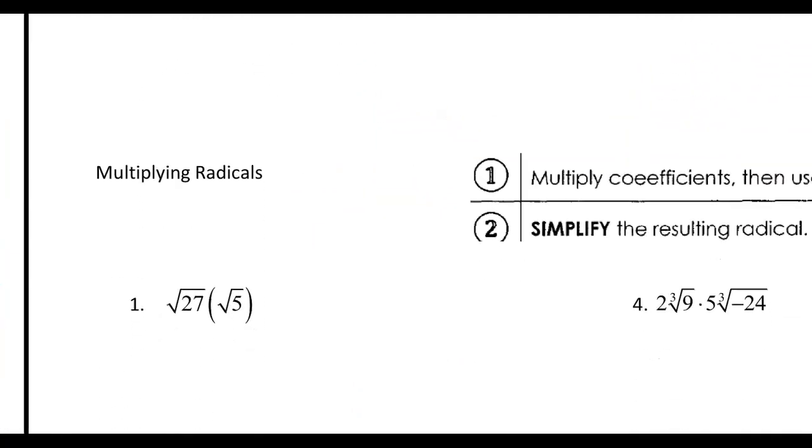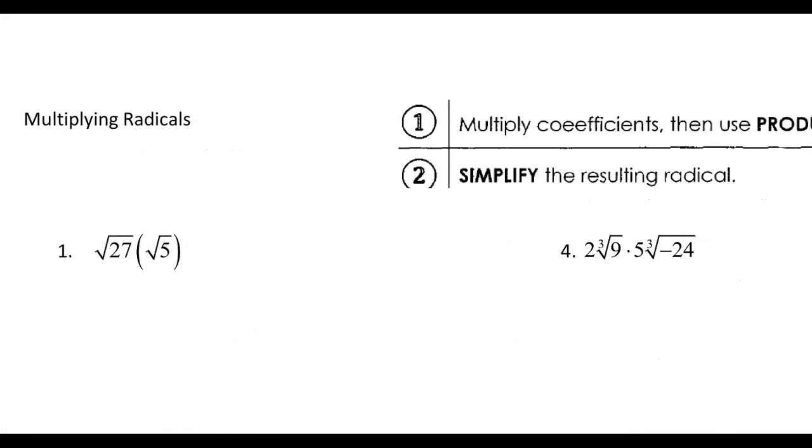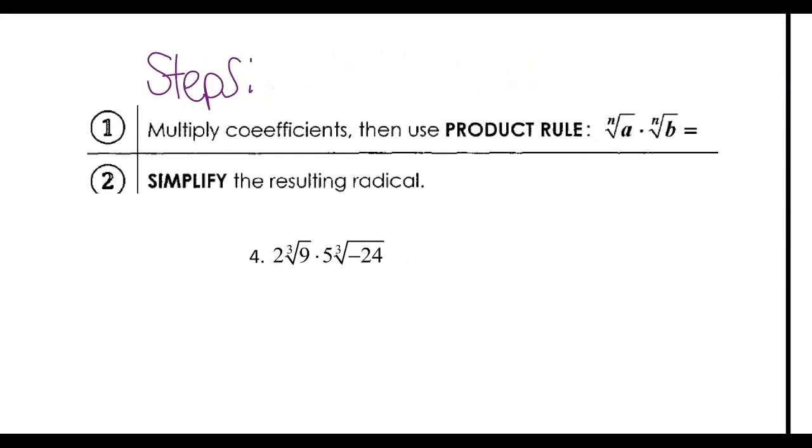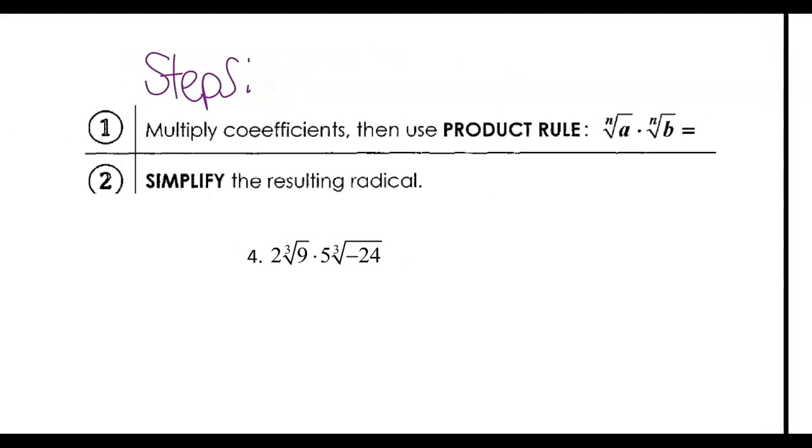We're going to go ahead and look at multiplying. So with multiplying, here are your steps. Okay, with the steps, you're going to multiply your coefficients, and then you're going to use the product rule to simplify it. What the product rule states is you're going to take whatever your radicands are, so in this case A and B, and you're just going to multiply them. That's how you use the multiplying radicals.